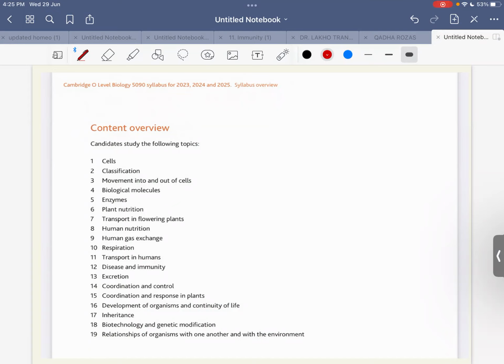Okay, so as you can see, this page shows you a content overview about the list of the topics which all students who will be appearing for the Cambridge O-Level Biology 5090 exam for the year 2023 onwards, these are the topics that we will be covering as far as the syllabus is concerned. So just to give you a content overview.